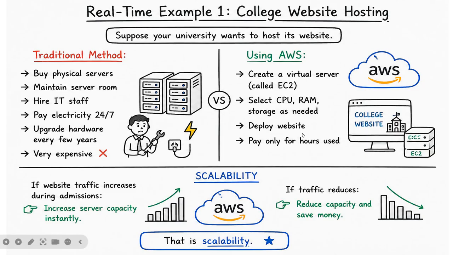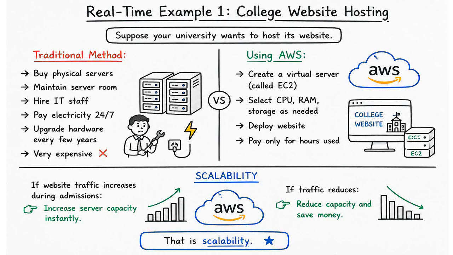Third is deploying the website. After creating the server, website files are uploaded, databases are connected, and the website becomes available online. So students and staff can access it from anywhere. The benefits of this are that deployment is very fast and it is easy to access. Next is paying only for hours used. As you all know, in AWS you use a pay-per-use model. That is, you pay only for how much you use.